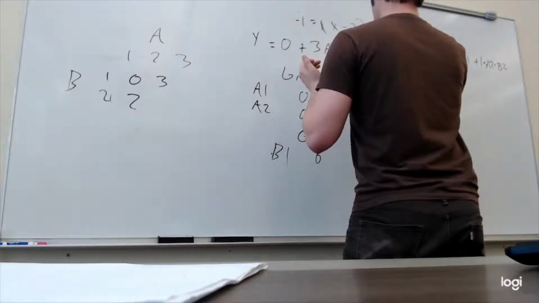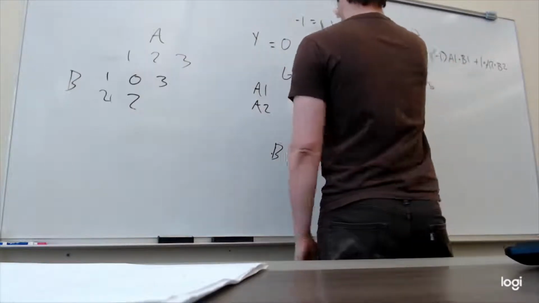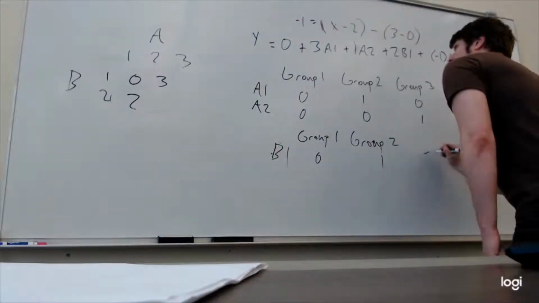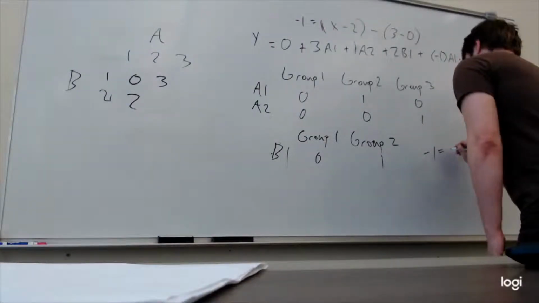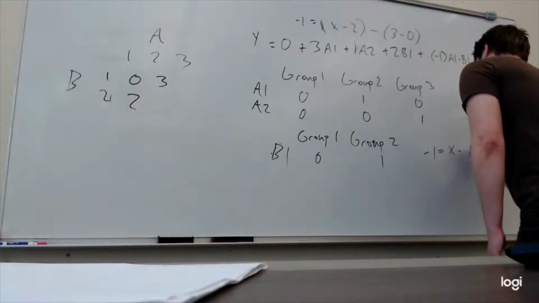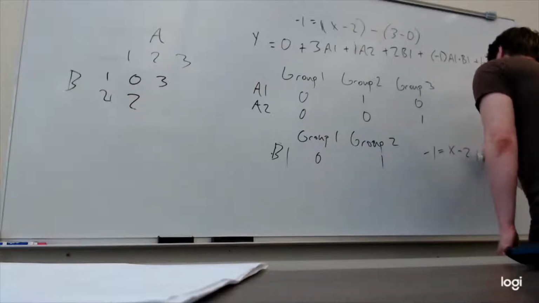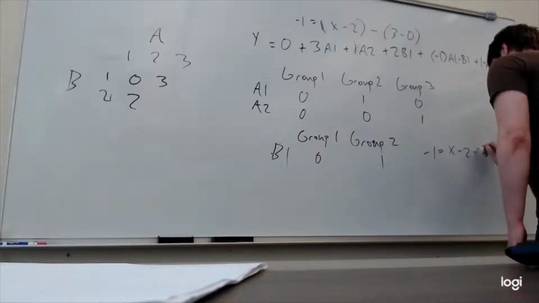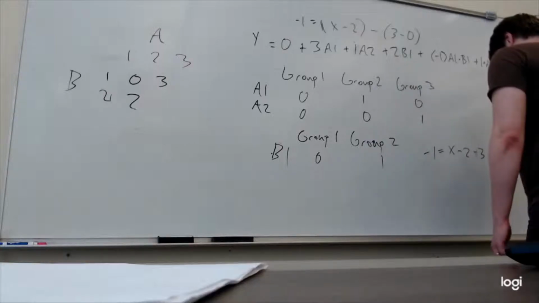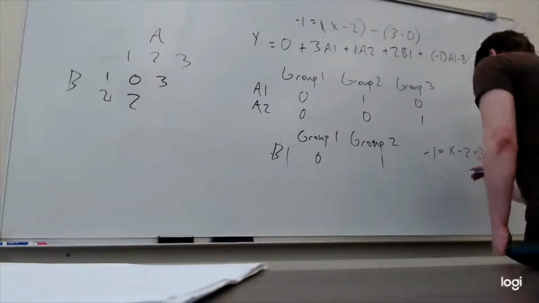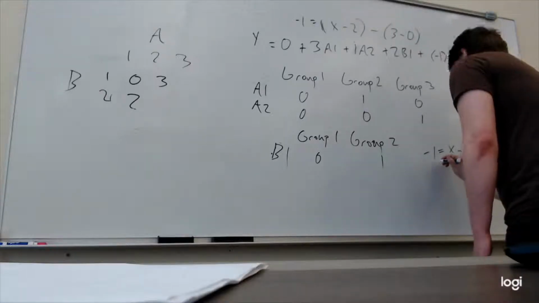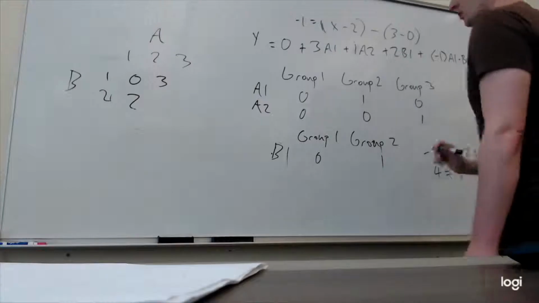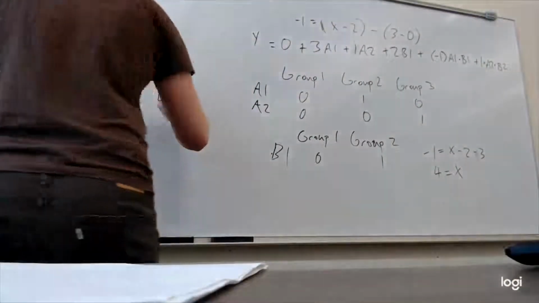So that would give you -1 equals x minus 2 plus or minus 3. That would give you x equals 4, which is what we had.